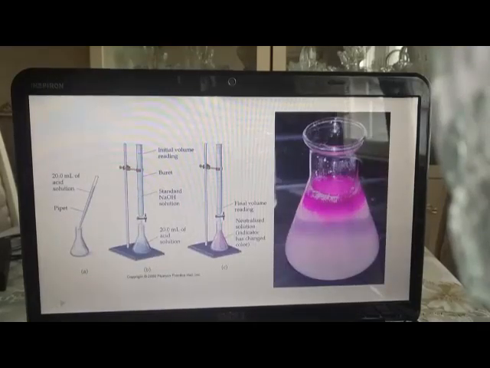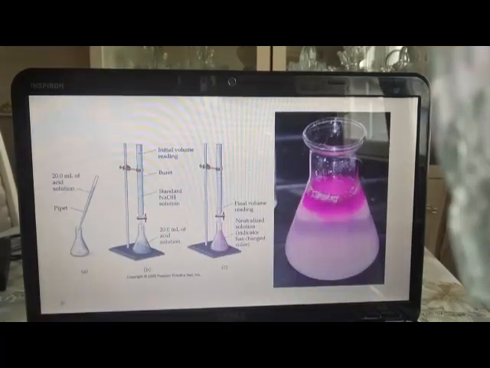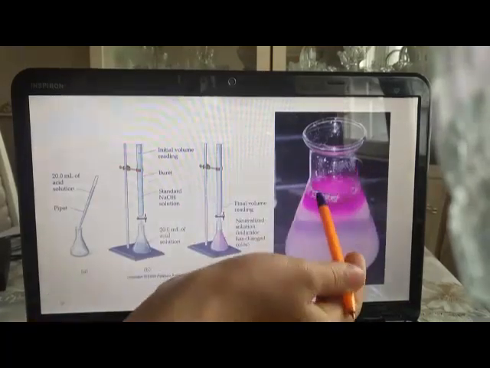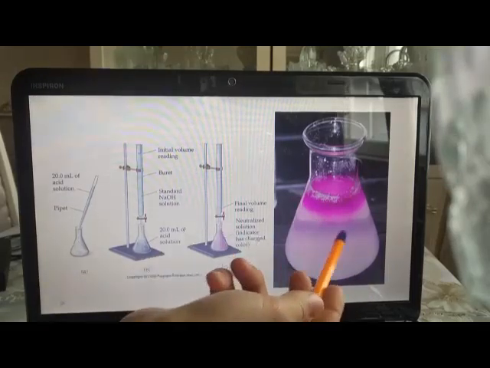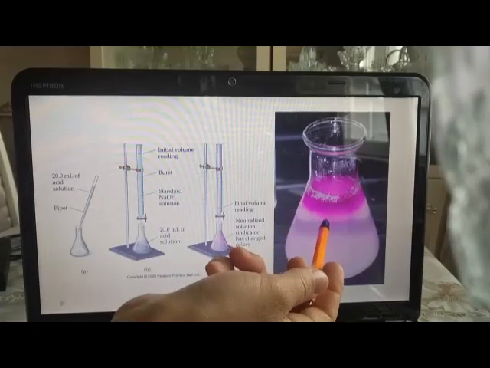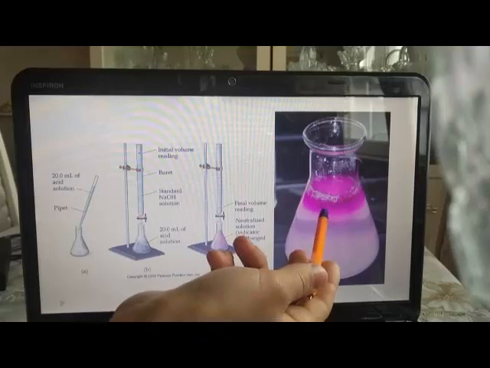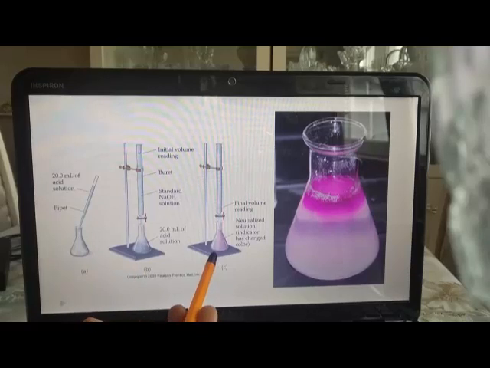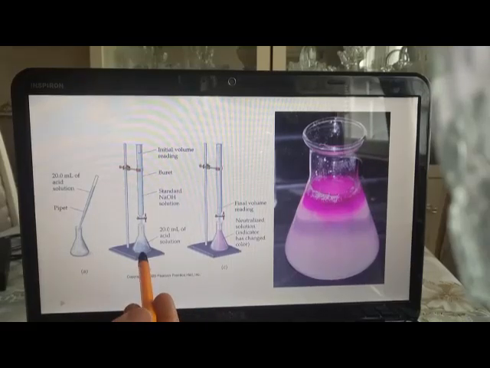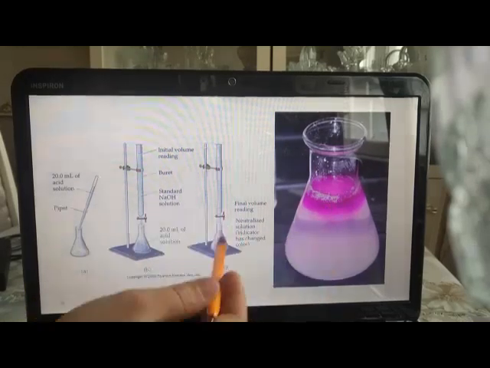For example, in the picture we can see the alkalimetric titration. In this case, we can see that at the equivalence point the phenolphthalein indicator is used, an acid-base indicator which changes color from colorless into purple. For example, this is before titration, and this is after titration at the equivalence point. Before titration, the solution is colorless. At the equivalence point, it is purple, as we see.